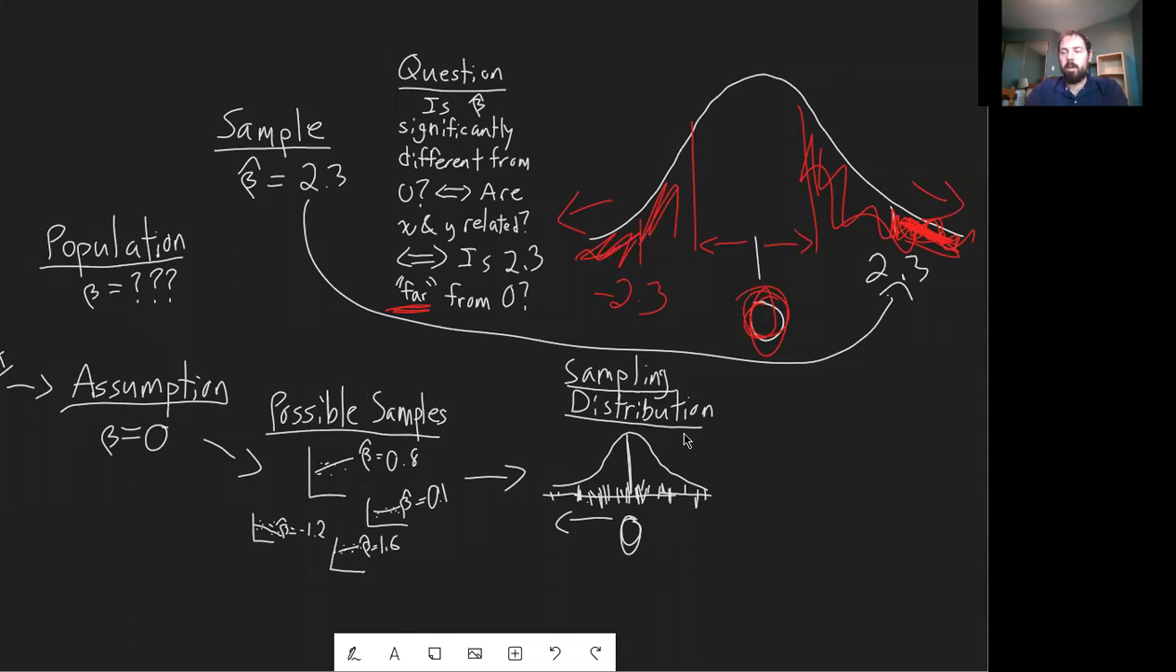One of the common mistakes when talking about p-values is we just say the probability that our slope is 2.3 by chance alone. That is incorrect. We need to talk about the probability that the slope is 2.3 or larger in either direction under the assumption that the true population slope is 0. So the p-value always depends on that assumption. If we don't have that assumption, we don't have a sampling distribution to compare to. We can't actually find a p-value without first assuming the population has a slope of 0.